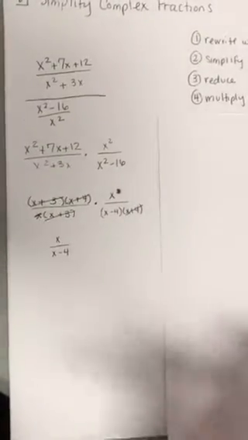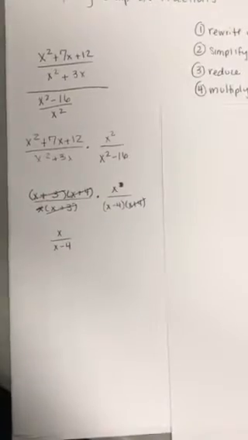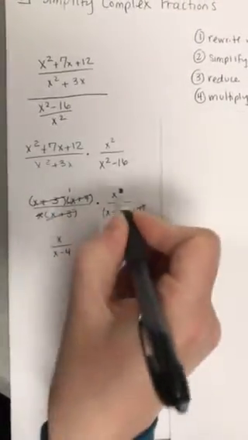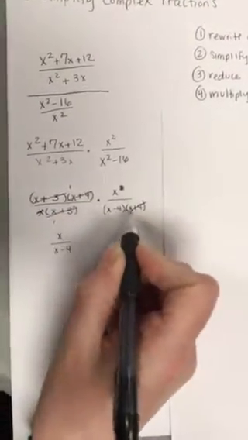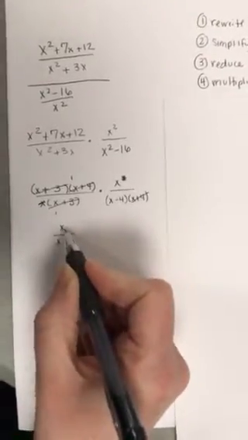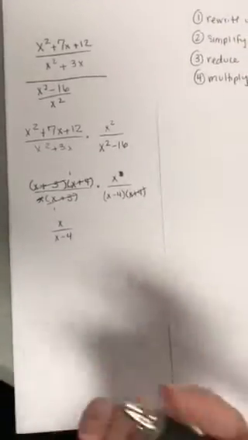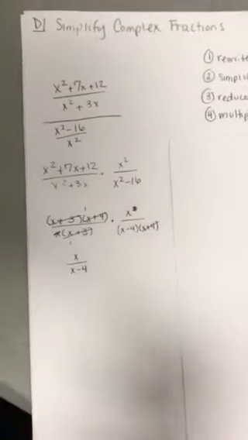So if you needed to, you could multiply further. So this would be a 1 times x, and this is a 1 times x minus 4, which gives me x over x minus 4. So I cannot reduce that any further. That is my final answer.